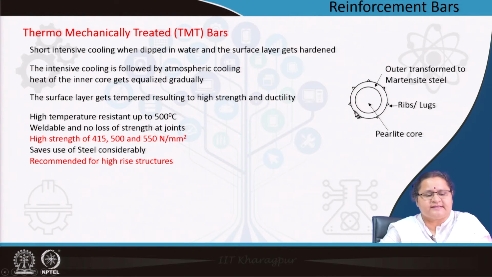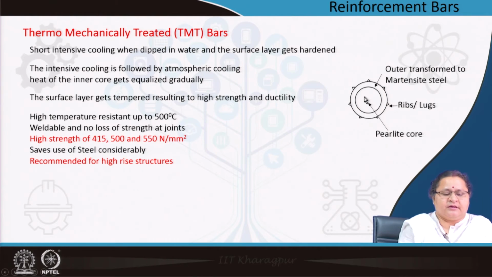So, outside, which was heated, thermally treated and intensively cooled by dipping it in water, what has happened? The crystallization pattern of the outer layer has changed to martensite steel. Inside is still hot, it is still changing the crystallization pattern of this martensite steel, and this gradually cools in the atmosphere. Outer remains martensite, inner remains pearlite, exhibiting different kind of property.